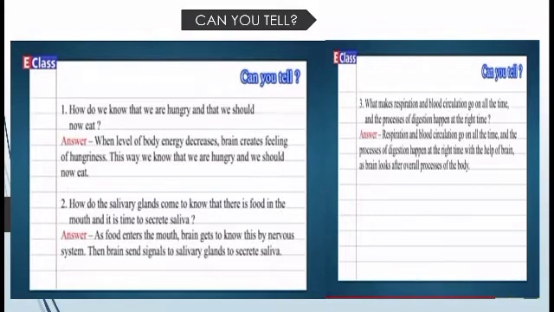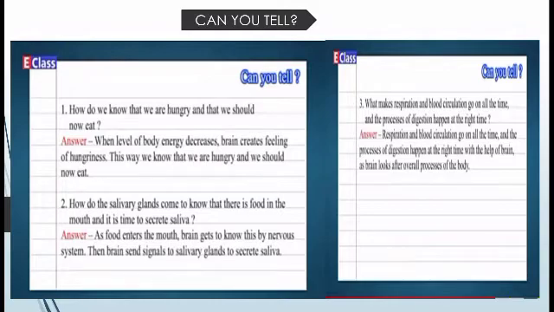The second question is, how do the salivary glands come to know that there is food in the mouth and it is time to secrete saliva? To secrete saliva means when you are eating, saliva is released. As food enters the mouth, the brain gets to know this through the nervous system. The brain sends a message, a signal to the salivary glands to secrete saliva.